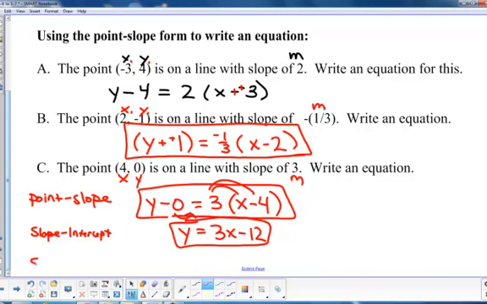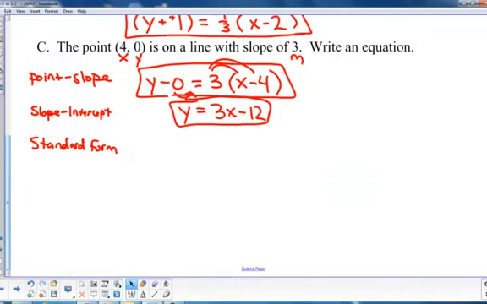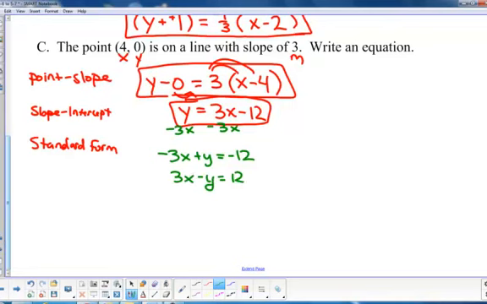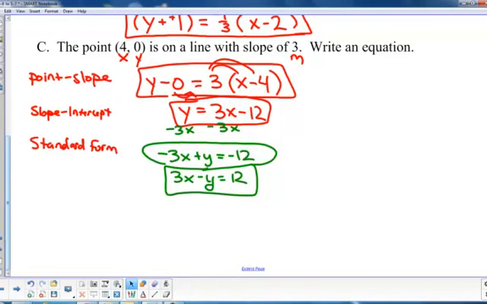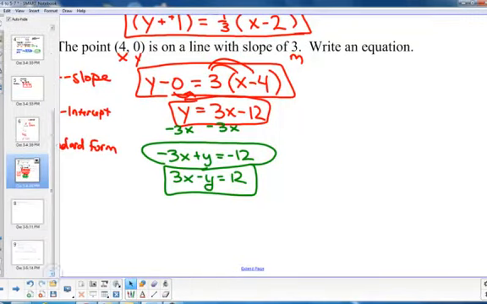And then if we want to convert to standard form, we can just put the x and y on the same side and make sure x is positive and no fractions in the coefficients of the letters. So negative 3x plus y is negative 12. So 3x minus y is positive 12. All of these are the same. Both of the greens, both of the reds, all the same exact equation. Same table, same graph, same answers, same thing. 3 different forms, all the same.